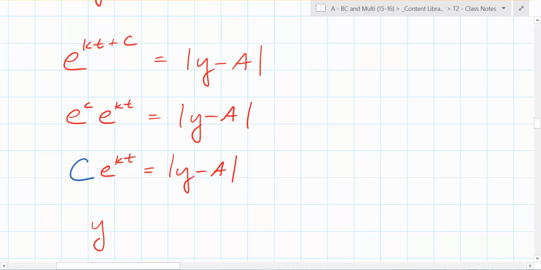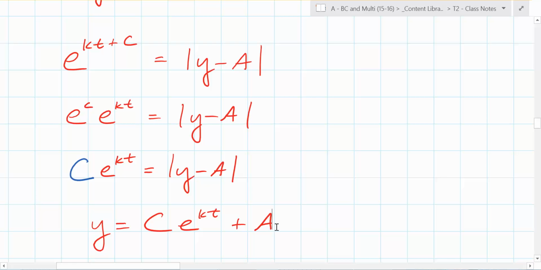Either way, you can just go to this, okay? Because what that says right there is y minus a equals c to the c times e to the kt, or y minus a equals negative c times e to the kt. Either way, it's some c. You can make c anything you want, so we're good. Are you okay with this?